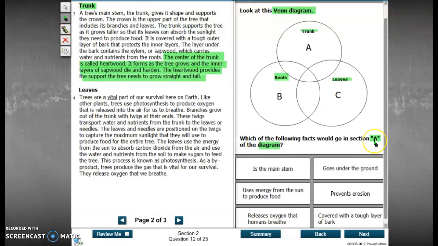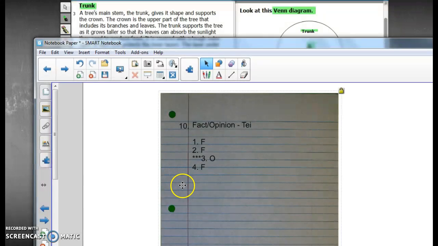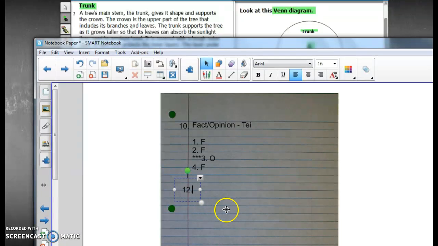So again, use your text features. Section A is all about the trunk. So we're going to look back in our story, and if you weren't on the page with trunk, you would need to scroll until you found it, but we were luckily here. And we need to figure out what is true about the trunk, okay? Again, I wanted you to have loose leaf paper this time, so if you missed this one, it is number 12, because you can use that on a test, okay? And we can use that to answer it.